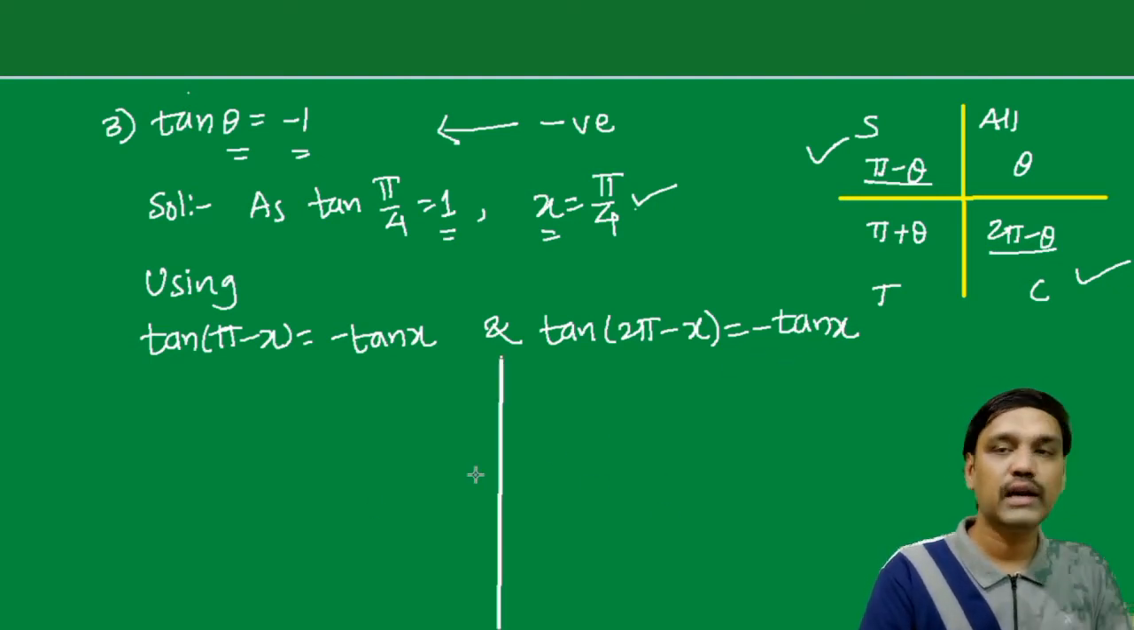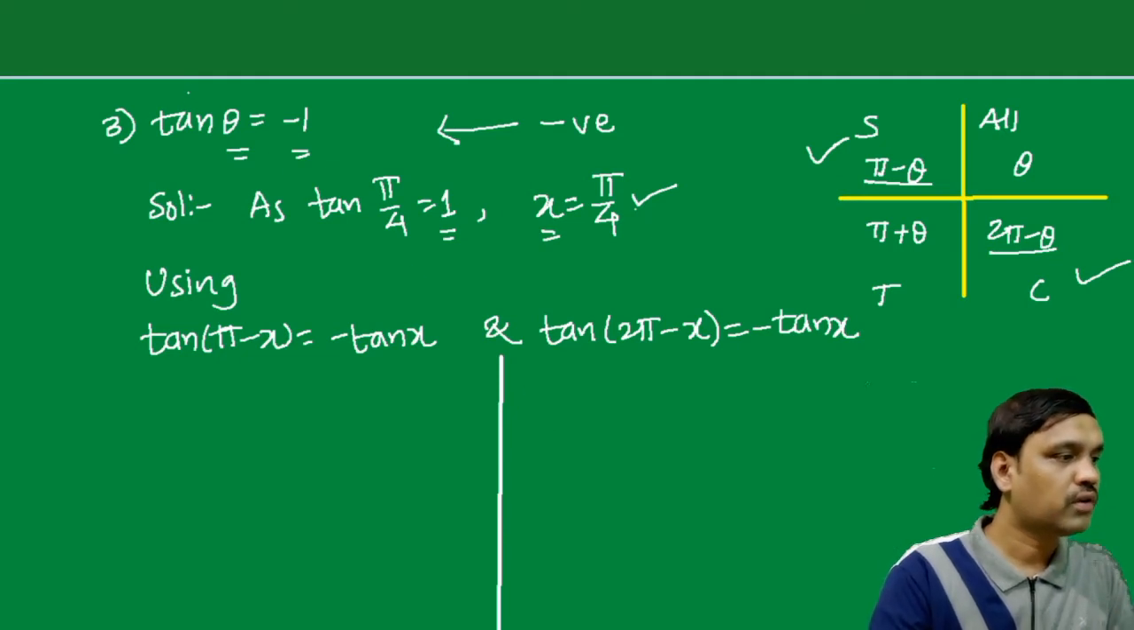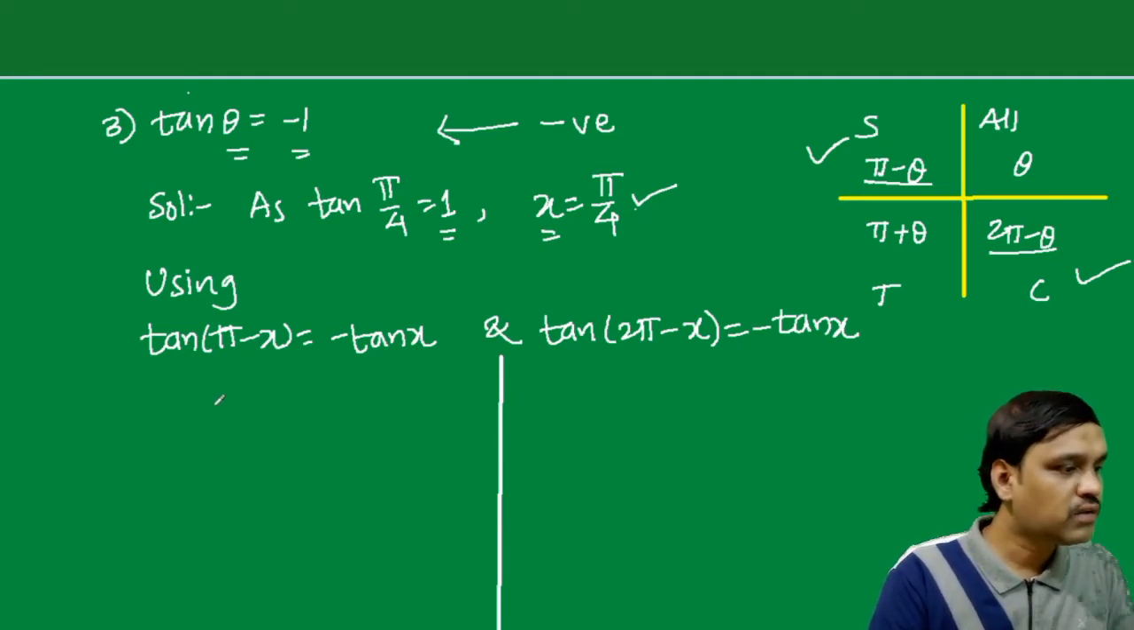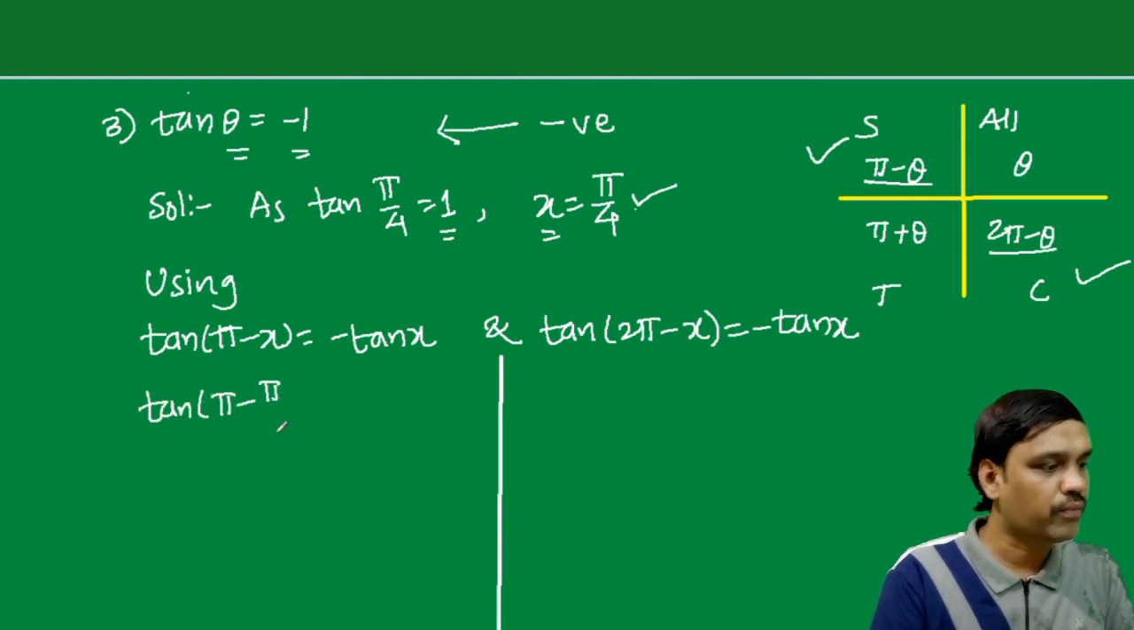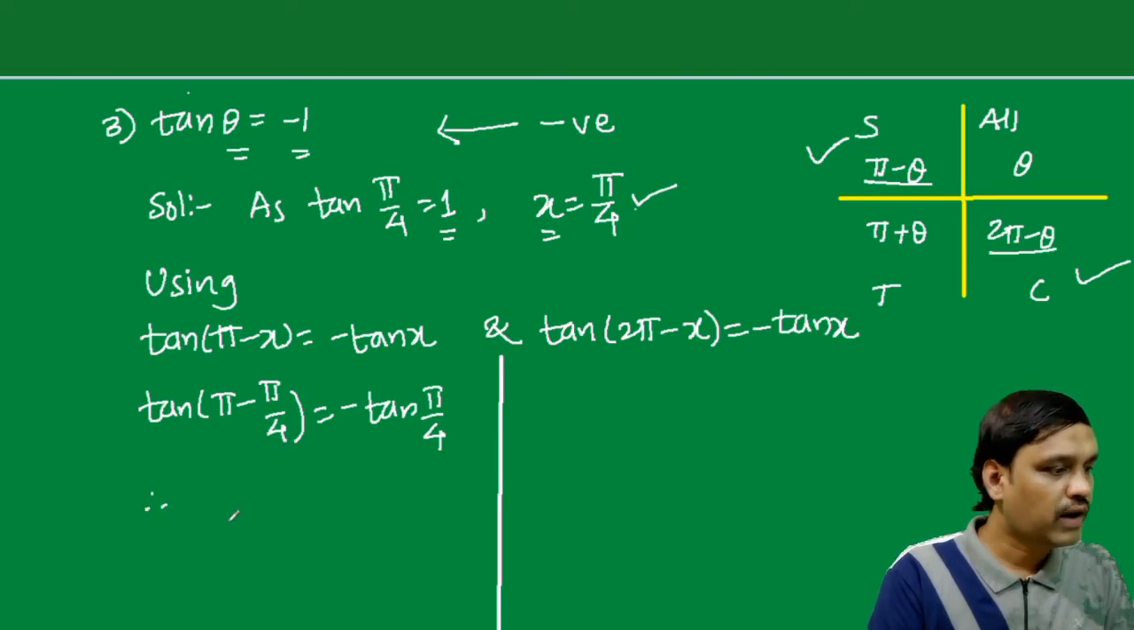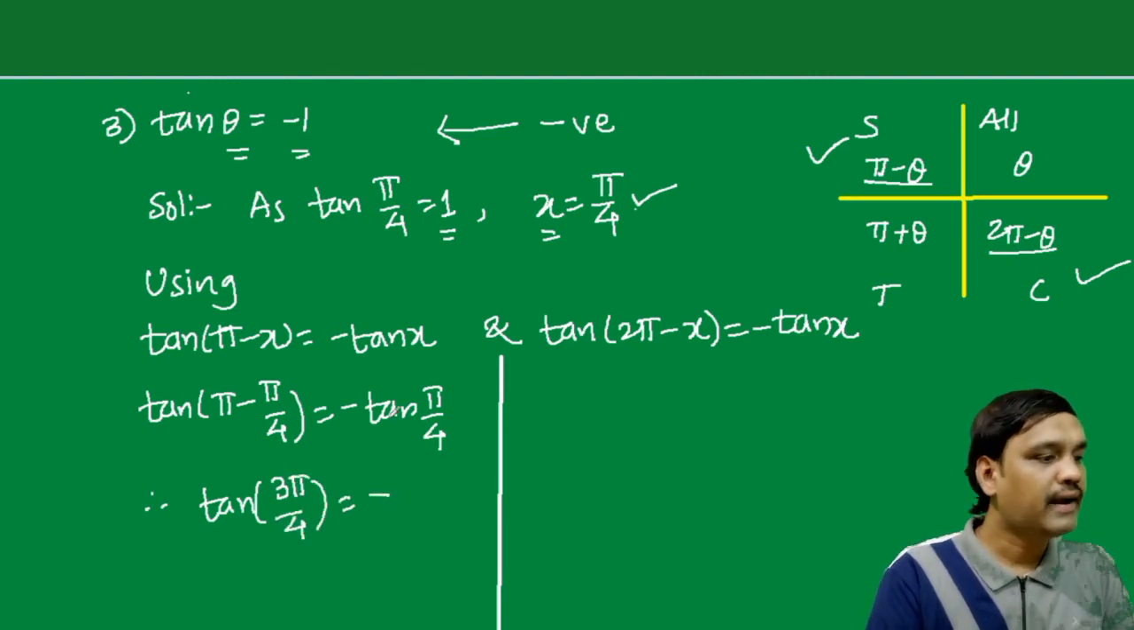Now there will be two different calculations for two different quadrants. Let us calculate. Put x equal to pi by 4. So you will get tan of pi minus pi by 4 is equal to minus tan of pi by 4. Therefore, 4 pi minus pi, that is 3 pi, tan of 3 pi by 4 is equal to minus sign, and tan of pi by 4 means 1, so it is minus 1.